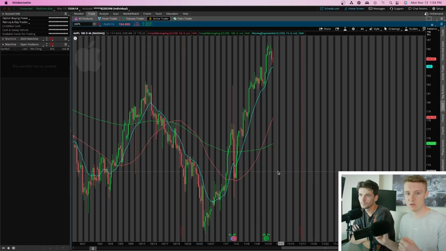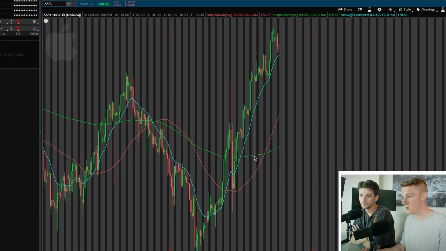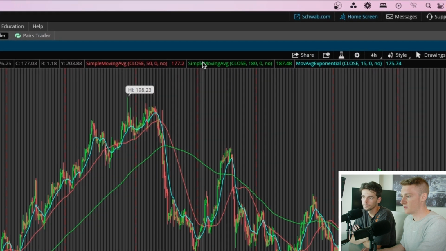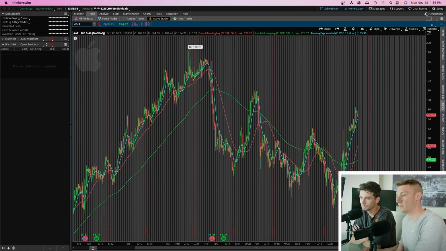Just make sure you have these 3 moving averages: the 180-day SMA, which is that green line right there, the 50-day SMA, which is that red line right there, and the 15-day EMA, which is that blue line right there. And you can see right here, okay, red is a 50-day SMA, green 180-day SMA, and blue 15-day EMA. So this is it. This is what we're going to be looking at. Way simpler than what we started with. Way simpler, way easier to look at, way cleaner.